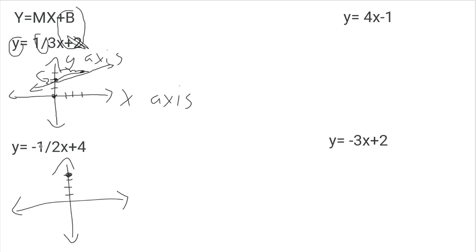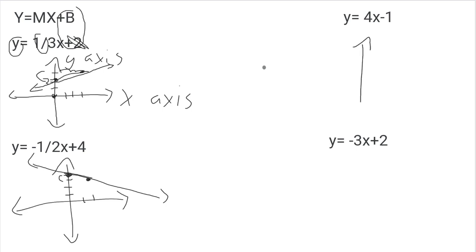Now it says negative 1. So from the dot, I'm going to count down 1, and then always to the right. Even though this is negative, the bottom part always tells us to move to the right. Over 2. And there's my second dot. And I draw a line connecting the two dots that I just made.